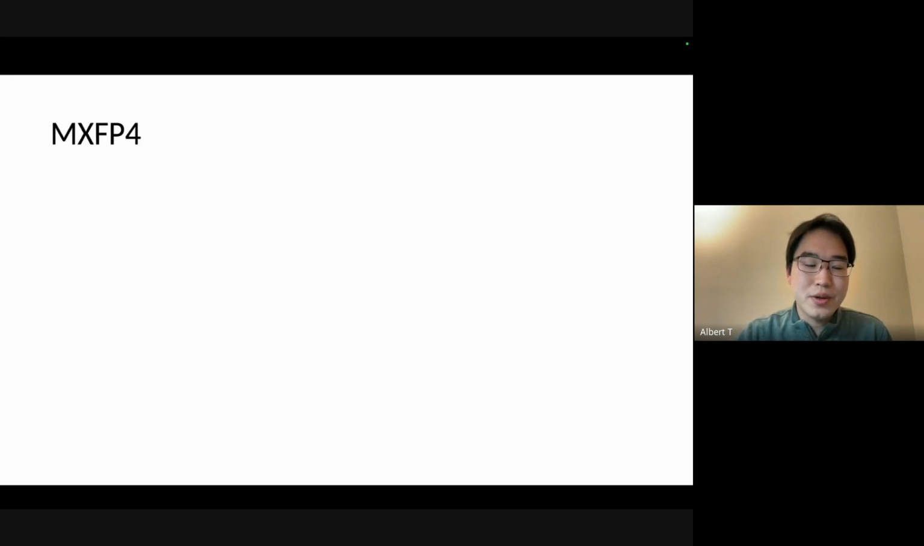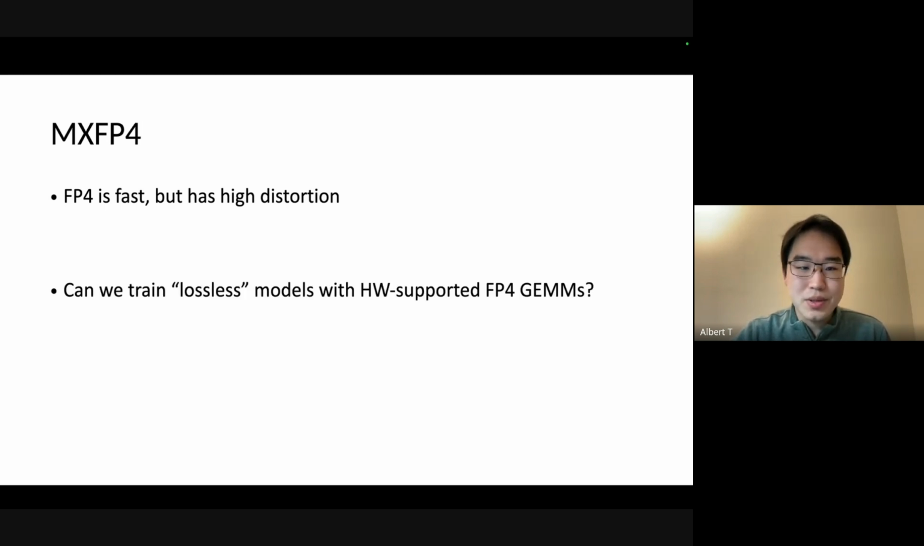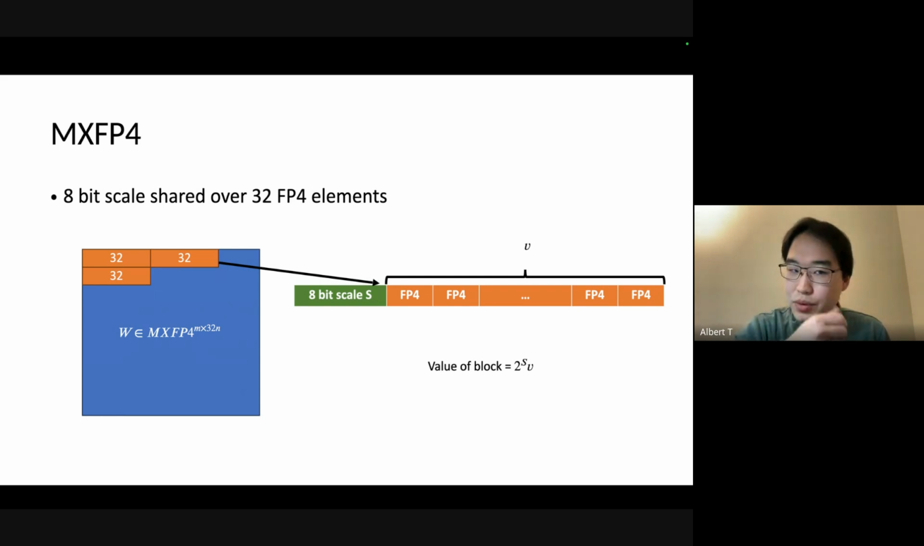The next part of this talk is going to be about the MXFP4 data type. It's interesting because of the MX part. The FP4 part is just standard E2M1, and I'll explain why MX is useful later. So FP4 is fast, has high distortion as we expect. And the question we're trying to ask is, can we use these FP4 GEMMs to accelerate training, but also do it without killing the model or making it worse on a Pareto scaling frontier than, say, FP8? The MXFP4 data type is nice because it has this MX scale.